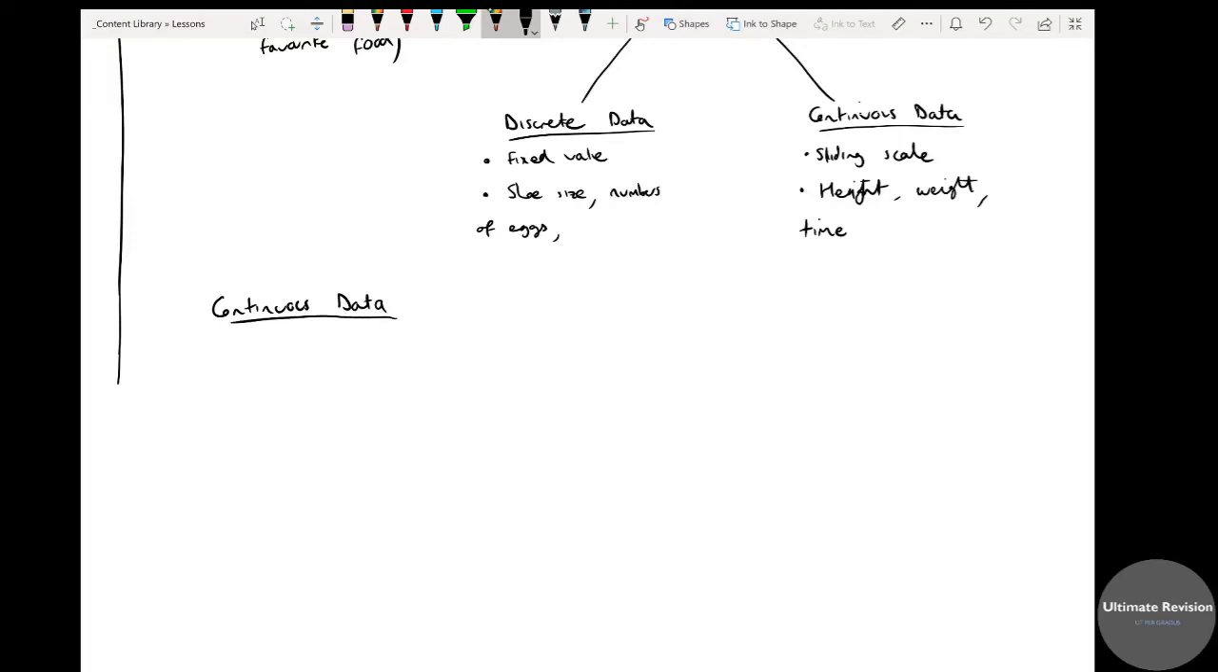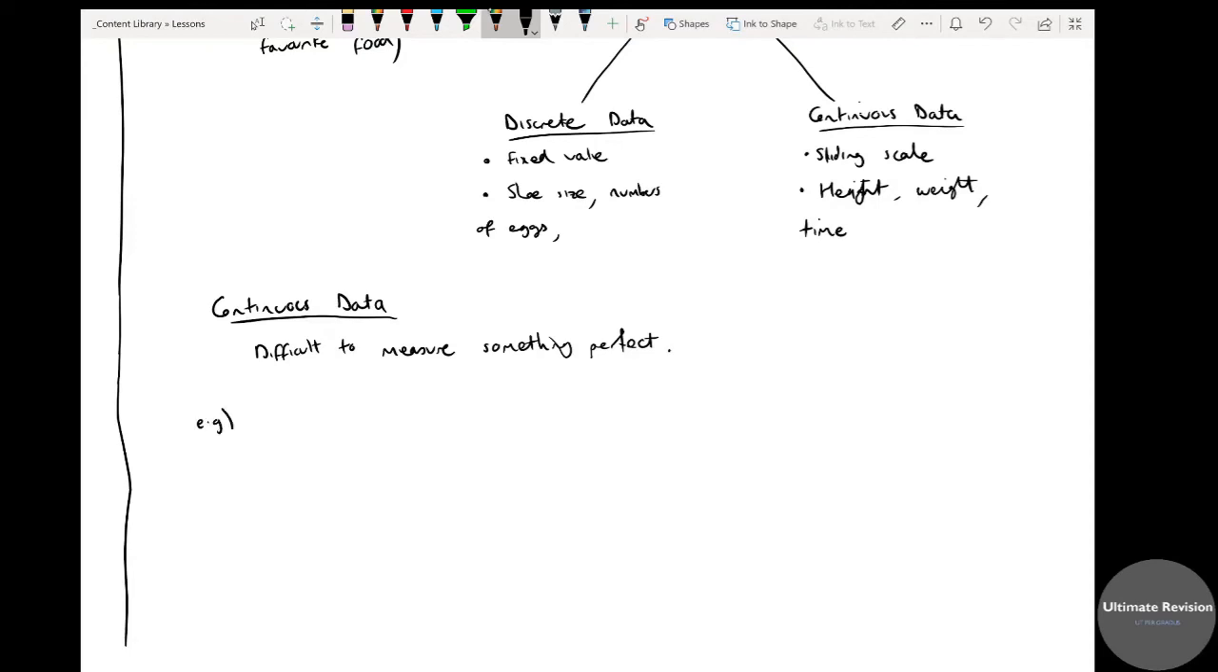Now, continuous data is on a sliding scale. You can never measure something perfectly. Okay, or it's very difficult to. In fact, I'm not going to put never. I'm just going to put difficult, actually. Difficult to measure something perfectly.